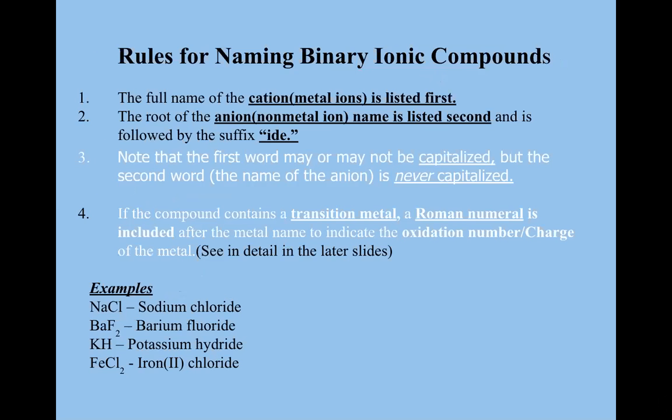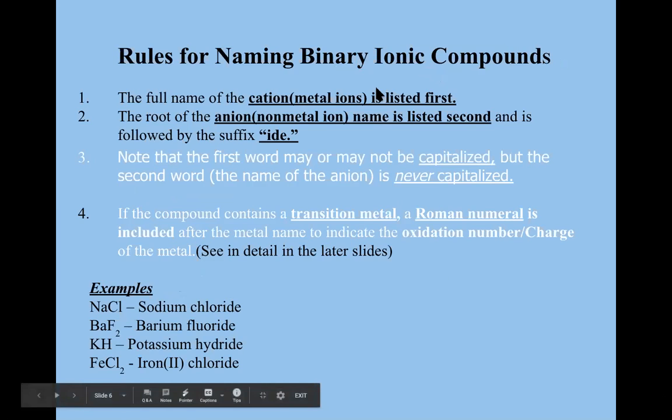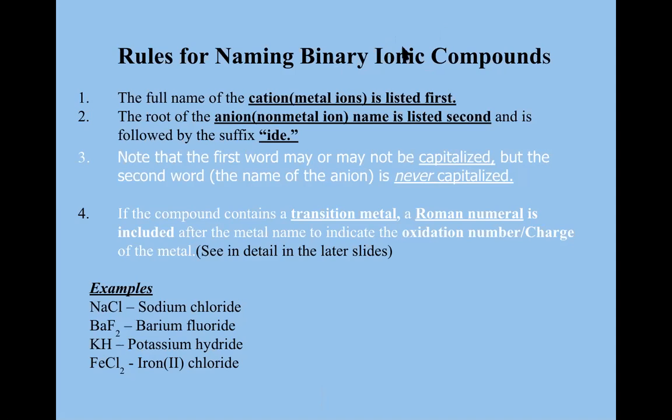One more time, I just mention the rules. The first rule, cations, that is, metal ions, always come first. We know that. Check, that is the first name. Then anions, that is, non-metal ions, always come second, with the three letters at the end, the suffix IDE.